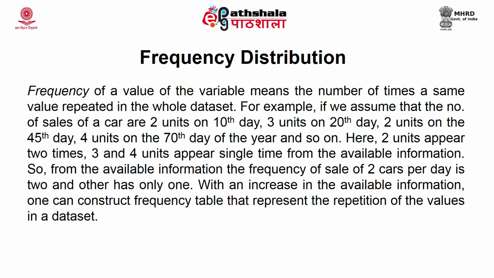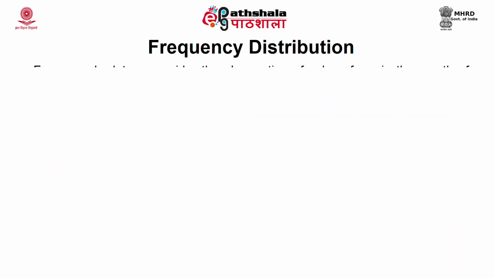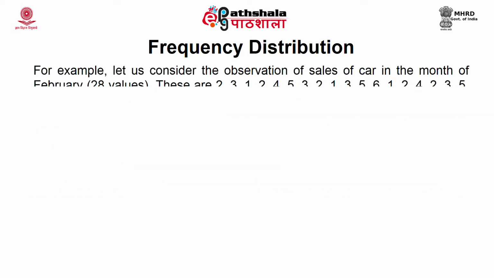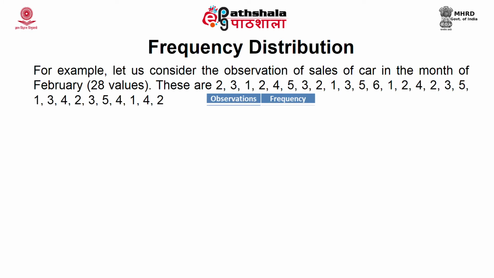With an increase in the available information, one can construct a frequency table that represents the repetition of the values in the data set. So in Table 1, you can see that on the left hand side we have observations and on the right hand side we have the corresponding frequency values.